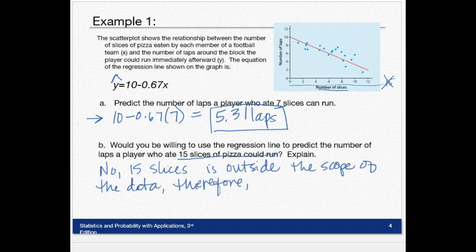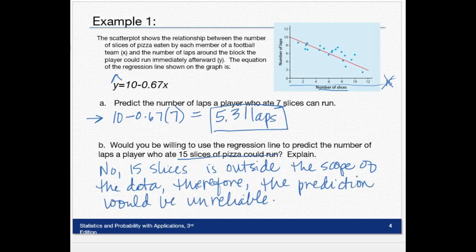Therefore, prediction would be unreliable. Okay? And we would call it extrapolation.